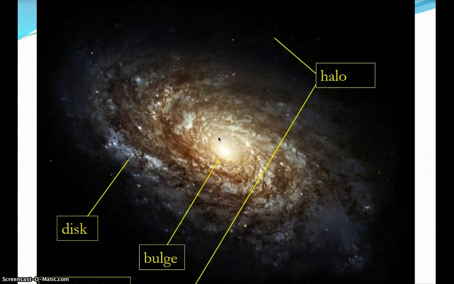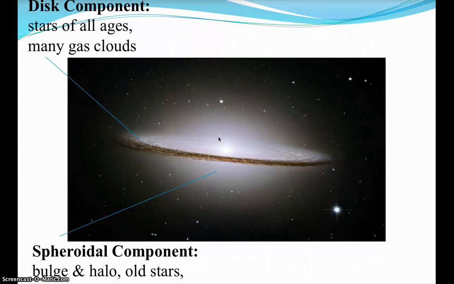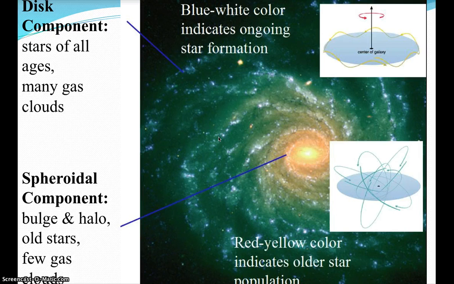The characteristics of a spiral galaxy are that it has a halo, a disk, and a bulge. In the disk component, we have stars of all ages, as we learned about when we looked at the Milky Way galaxy. Of course, this is where stars are forming. And the spheroidal component, which includes the bulge and the halo, contain the old stars. Remember that, again, this is another picture showing the two categories or two populations of stars in a spiral galaxy.